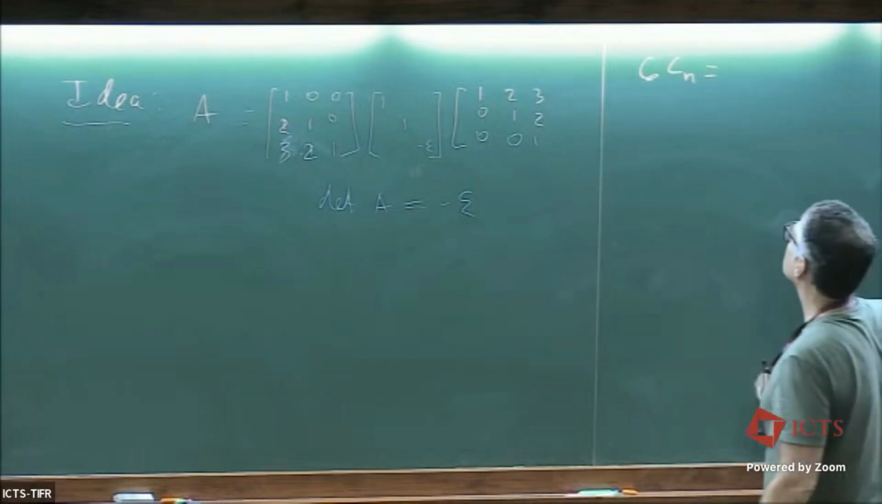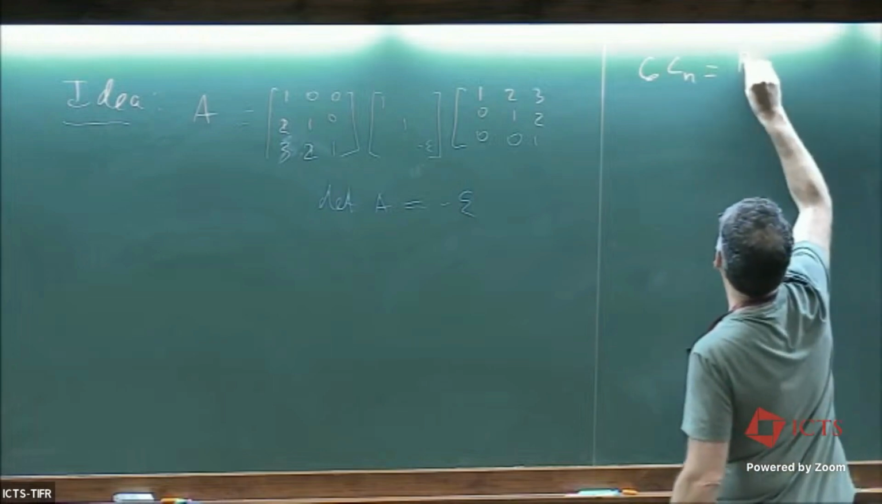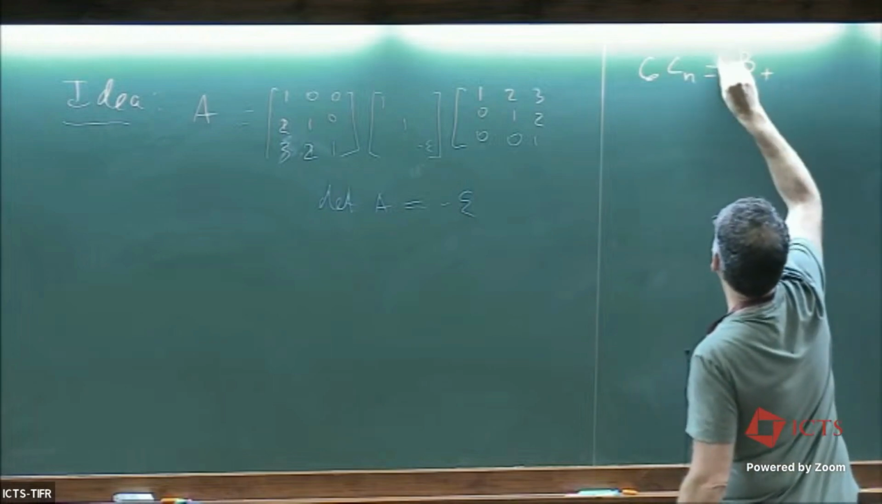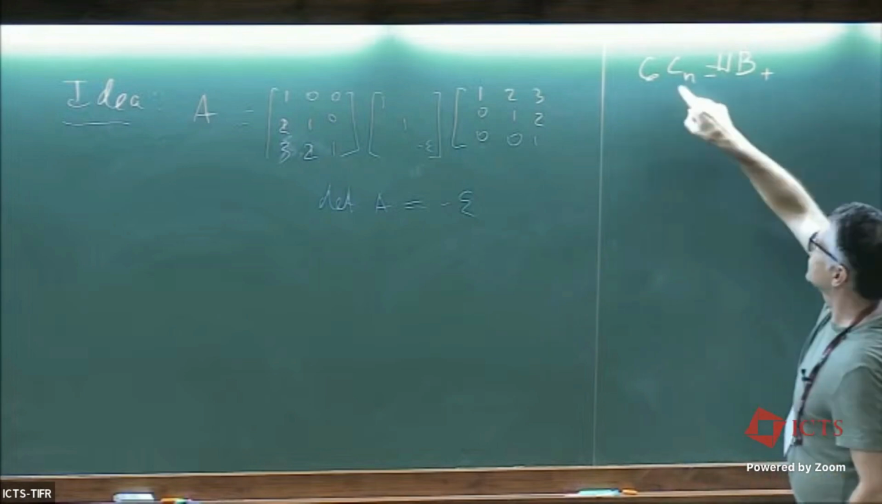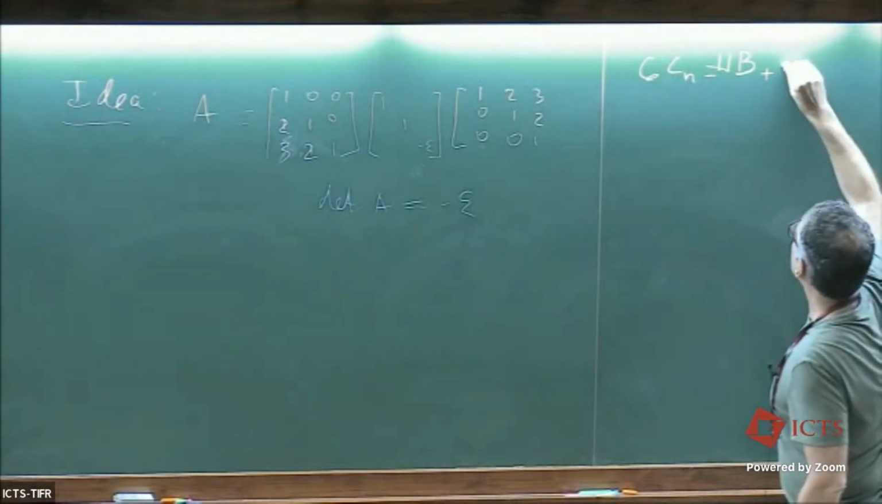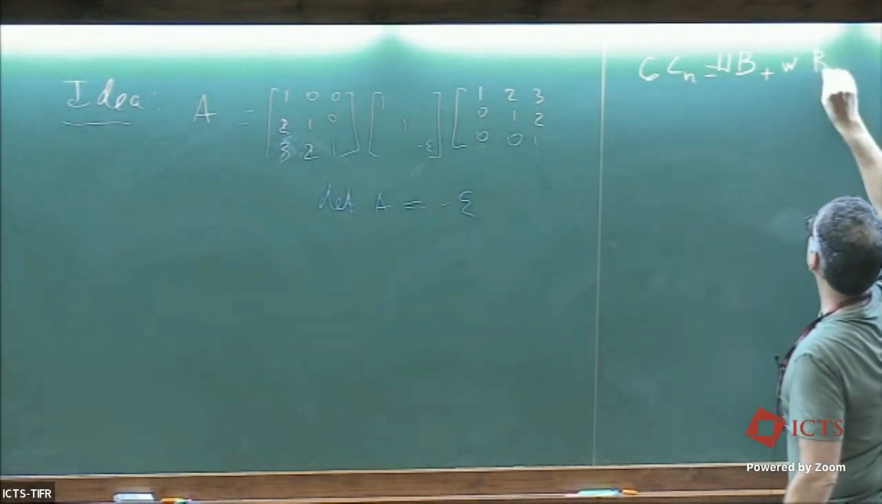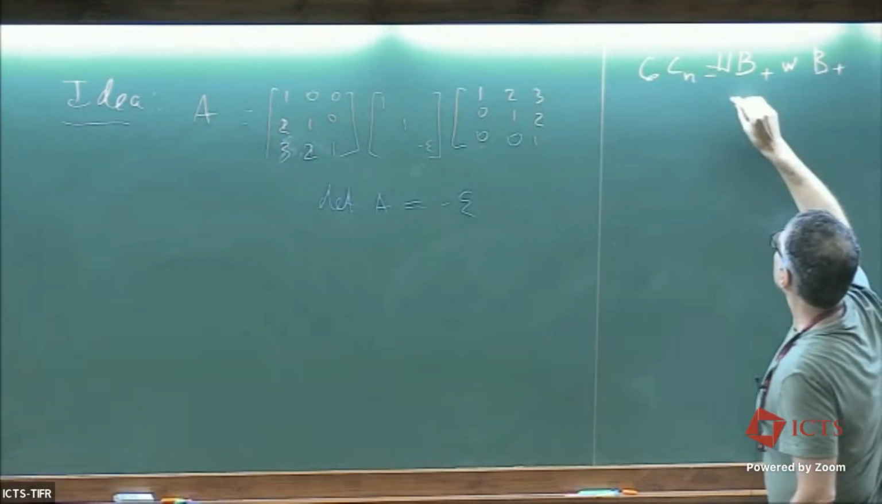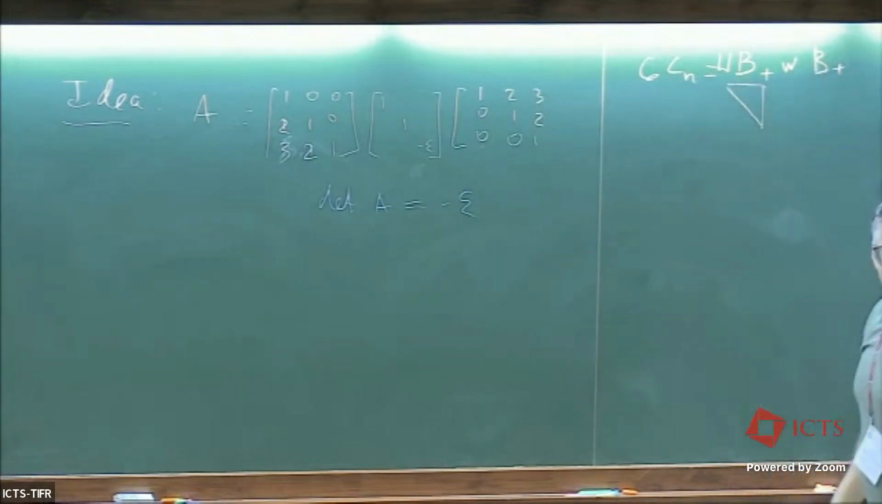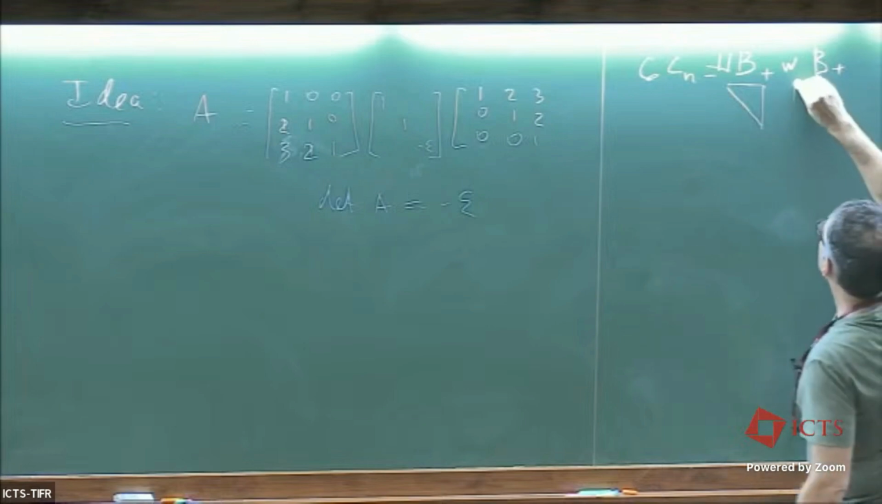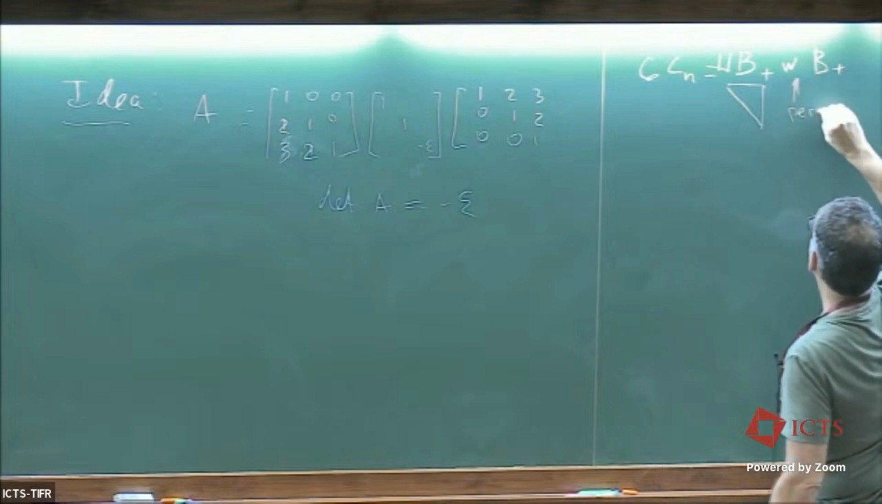So we know that there is this decomposition into a disjoint union of GLn into so-called Bruhat cells. I'll explain everything here. B plus is just invertible upper triangular matrices. W is a permutation matrix.